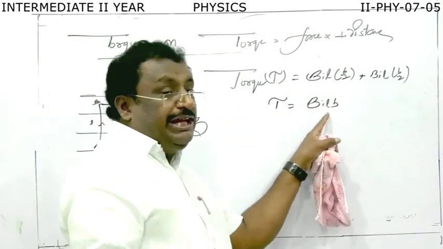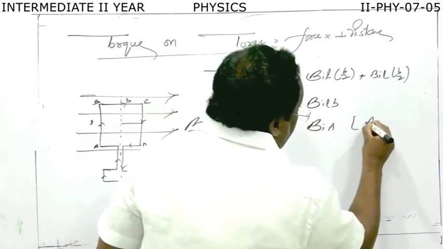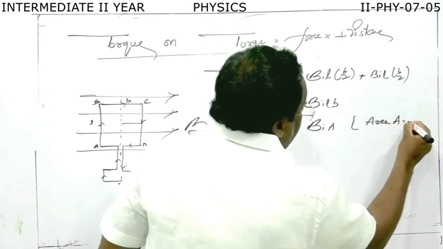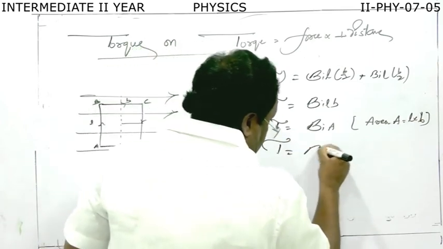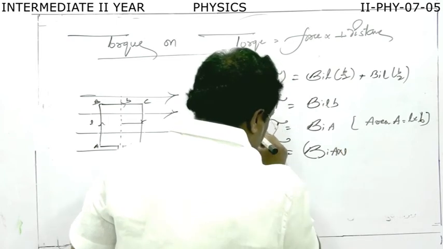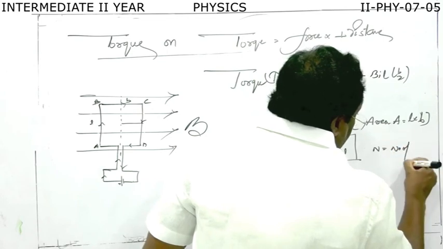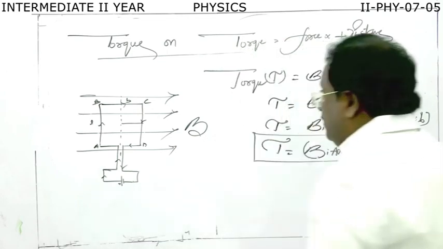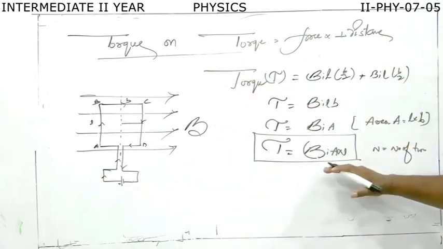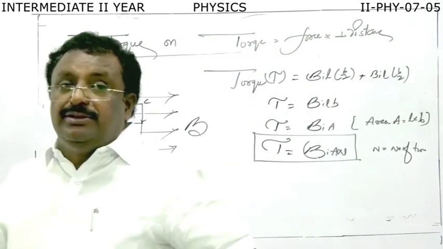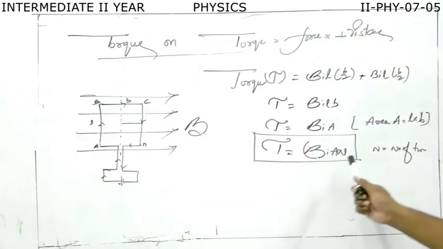Now L into B is equal to the area of the coil, so we can write BI into A, where A is equal to the area of the coil, L into B. If we take the number of turns, N, then torque is BIAN, where N is the number of turns in the coil. If the plane of the coil is parallel to the magnetic field, this is the maximum torque. Torque is equal to BIAN. I is the current in the coil, A is the area of the coil, N is the number of turns in the coil.